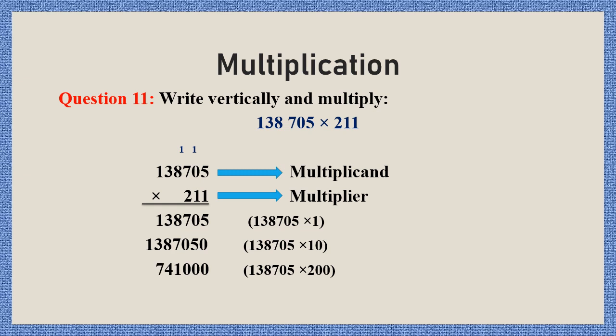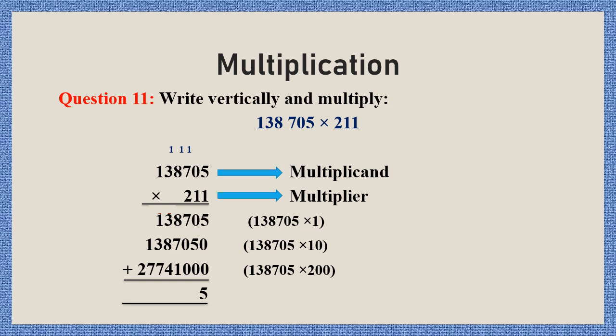Plus 1 makes it 17. So 7 is written in the answer and 1 is carried above 3. 3 times 2 is 6, plus 1 makes it 7. And 2 times 1 is 2. Now students, we will add all these three numbers.